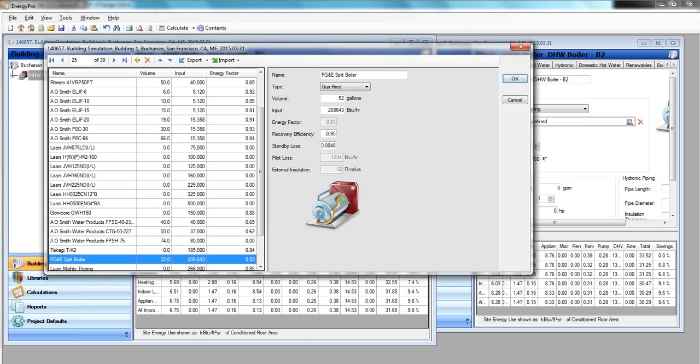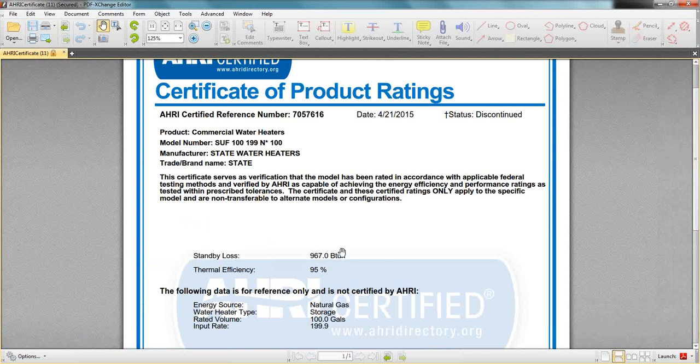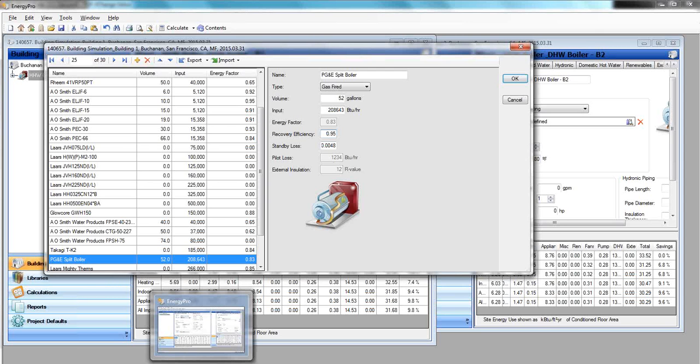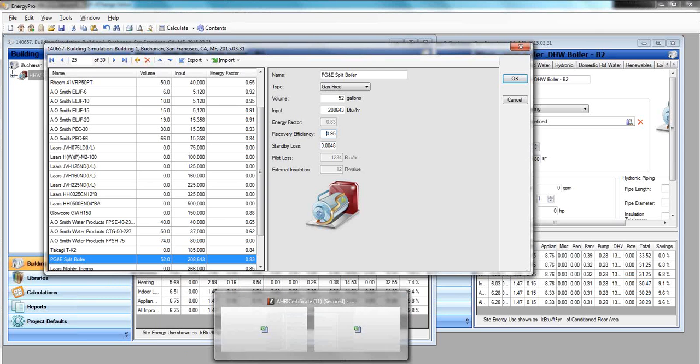You're going to be getting a BTU from the certificate. You don't want to put the BTU within here. You want to put a percentage. And this standby loss really has a large impact on the performance of the domestic hot water system. So make sure you calculate that correctly. If you have more questions, go ahead and ask them, and we can circle back around.